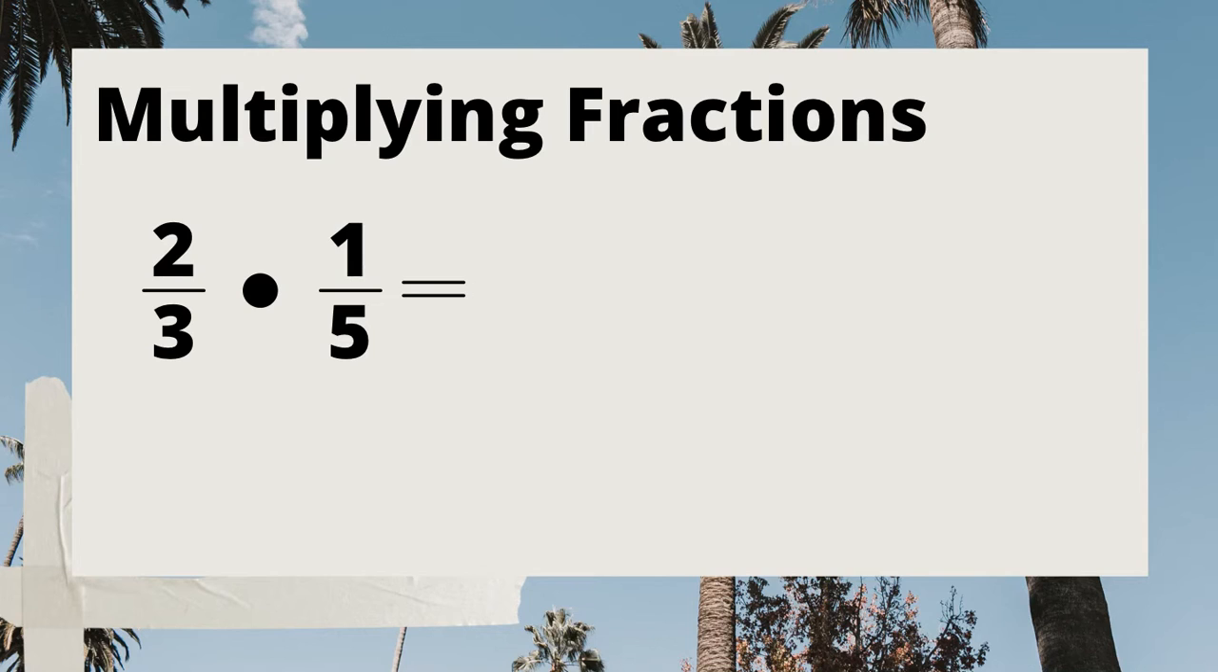Multiplying two fractions is actually quite easy. When you have two just plain old fractions, all you have to do is multiply the numerators and multiply the denominators, and then simplify if you need to.